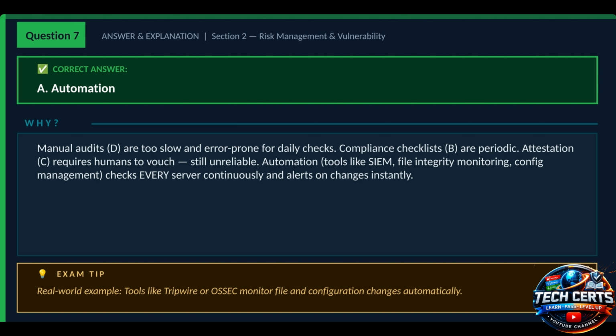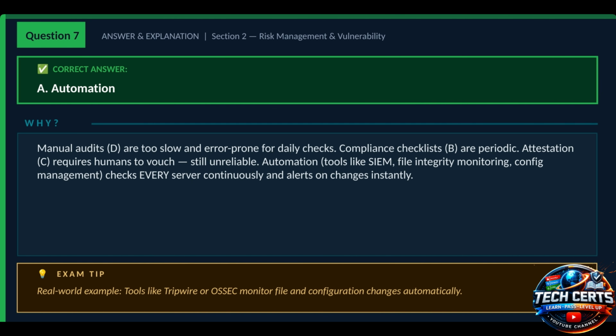The correct answer is A, automation. This one is super logical when you think about it. Manual audits are slow, error-prone, and you can't realistically do them every day on every server without burning out your team. Compliance checklists are periodic, not daily. Attestation is when people vouch that something is correct, still human, still unreliable for daily checks.